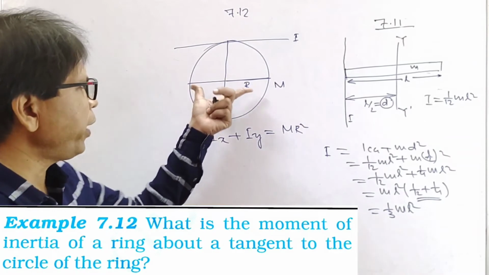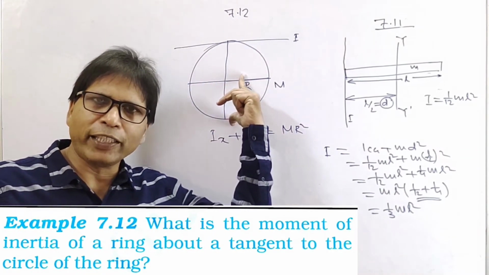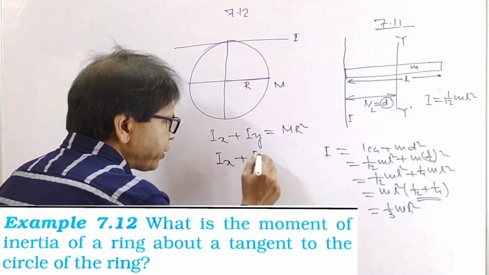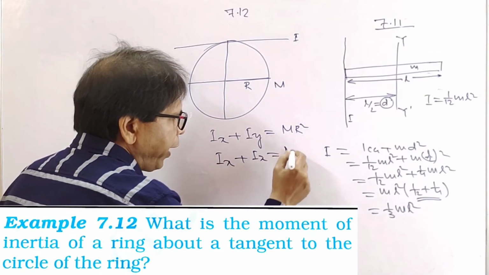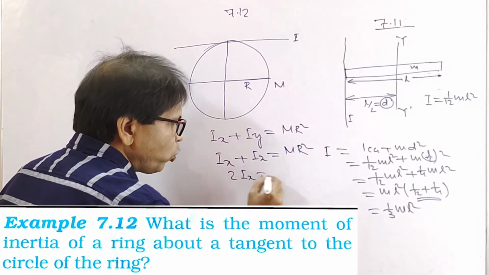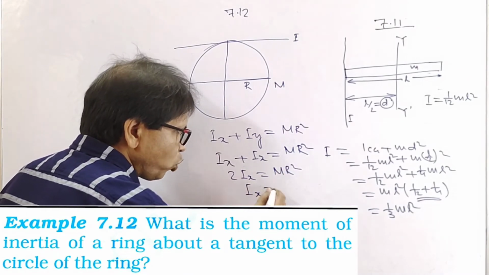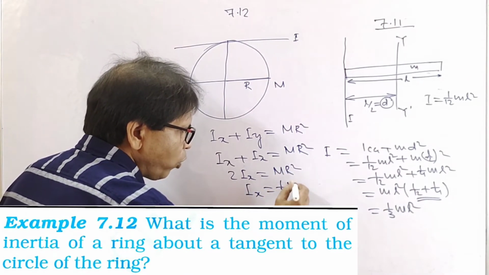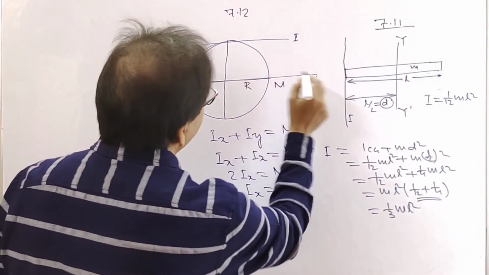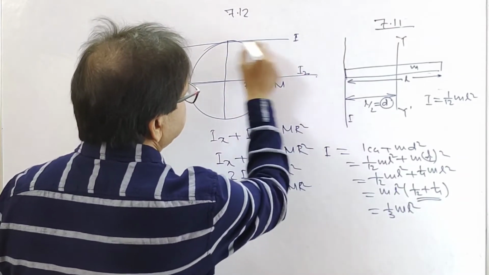Now the moment of inertia about the x-axis is the same as the moment of inertia about the y-axis. So Ix plus Ix equals M r square, that is 2Ix equals M r square. Therefore Ix equals half M r square. This is the moment of inertia about this axis. Now we have to calculate the moment of inertia about this other axis.